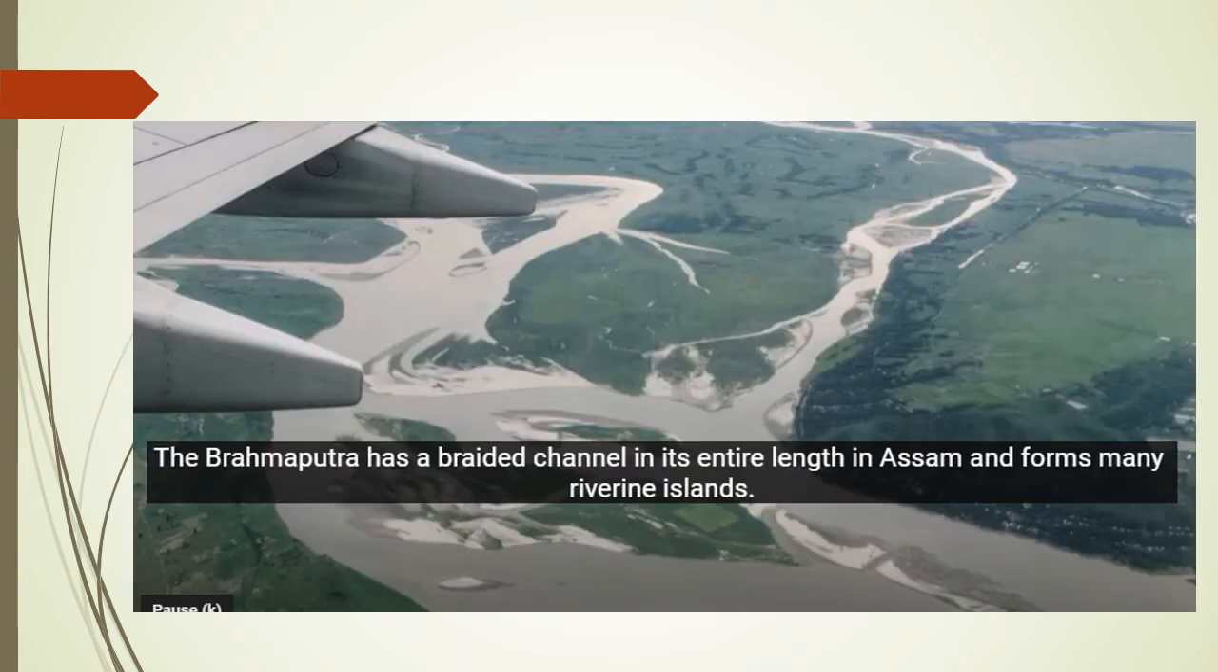Now the Brahmaputra, when it enters Assam, has a large volume of water, and so it has a braided channel. Now what is a braided channel? It is interlocking each other, just like we make a plait, and it forms a number of riverine islands. Do you remember we have taught you riverine islands? Name the riverine island on Brahmaputra river. Yes, it is Majuli.